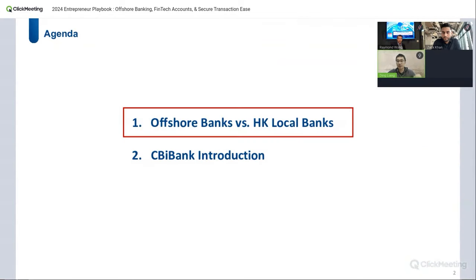Today, I'm going to spend my time on these two parts. First, I would like to share some foundations about offshore banks: what's the difference between offshore bank accounts versus Hong Kong local accounts, and so on. And second, I'm going to give an introduction on CBI Bank. So that's two parts. Let's jump into the first section.